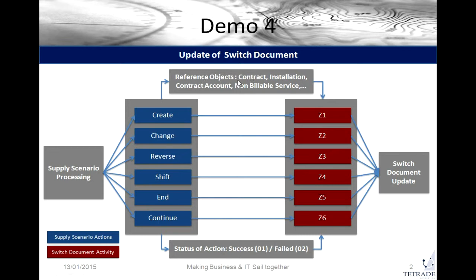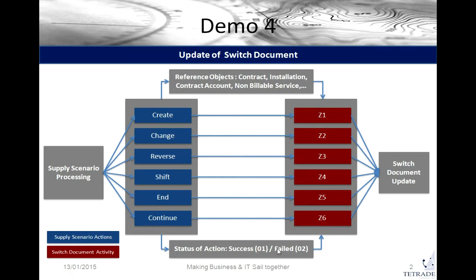Once you process the supply scenario, the switch document needs to be updated. Switch documents are updated with switch document activities rather than supply scenario actions. Therefore, supply scenario actions need to be mapped with switch document activities in the customizing. Each supply scenario action corresponds to one switch document activity. Once the supply scenario process is completed, the switch document is updated with the switch document activities, each of them corresponding to a supply scenario action. Each activity receives a status which can be success or failure.